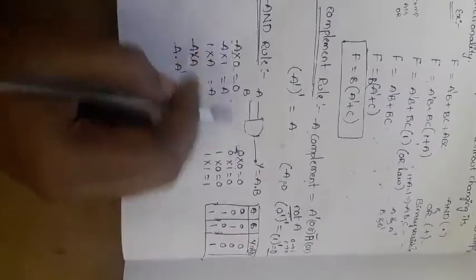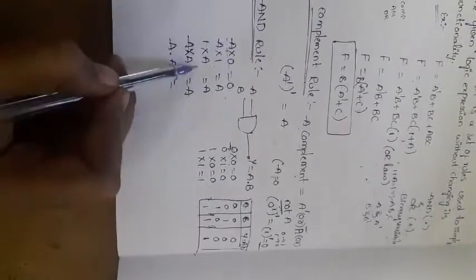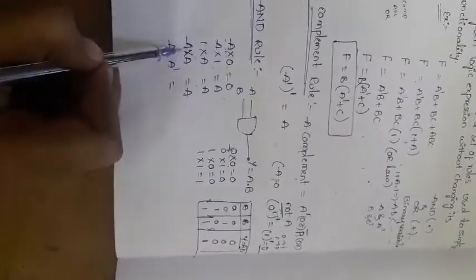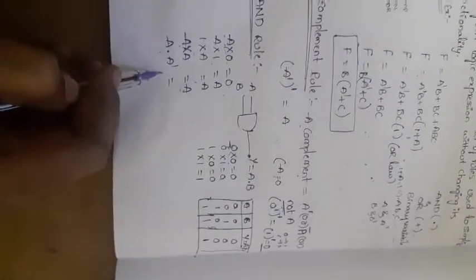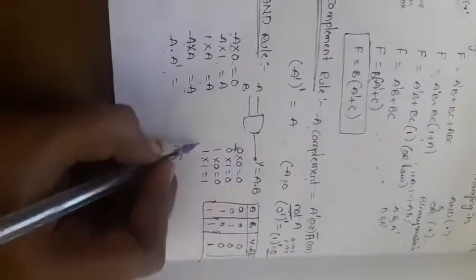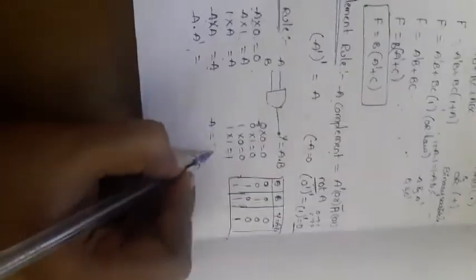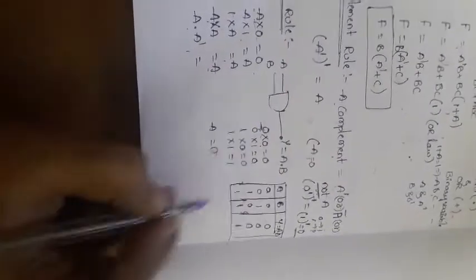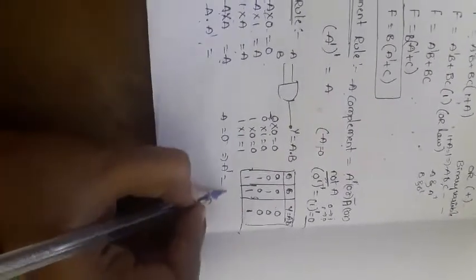So A into 0 is 0, A into 1 is A, 1 into A is A, and A into A is A. Now we'll define A into A complement. Suppose I am taking A equals to 0. What is the complement result? A complement is nothing but 0 complement, and 0 complement is nothing but 1.